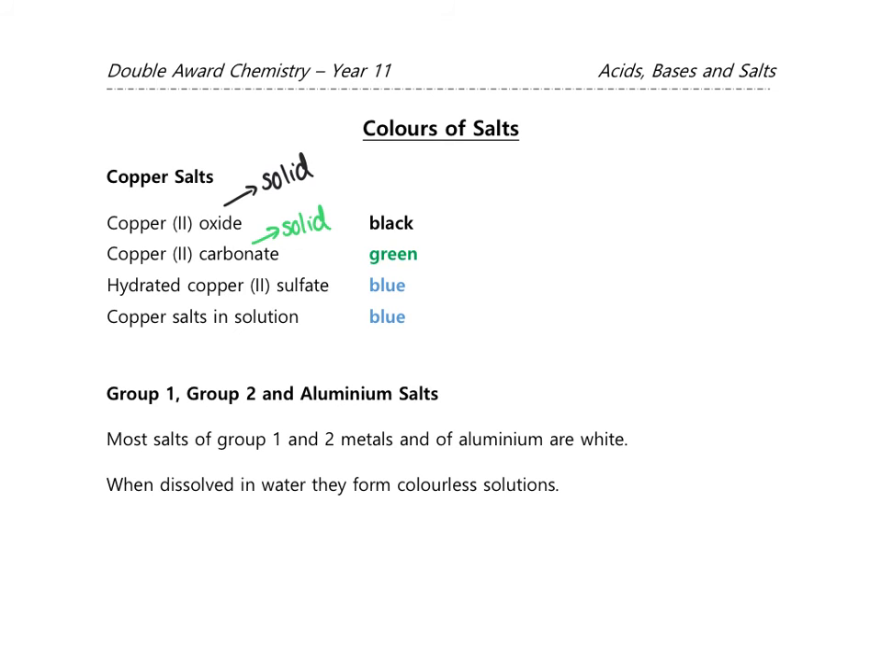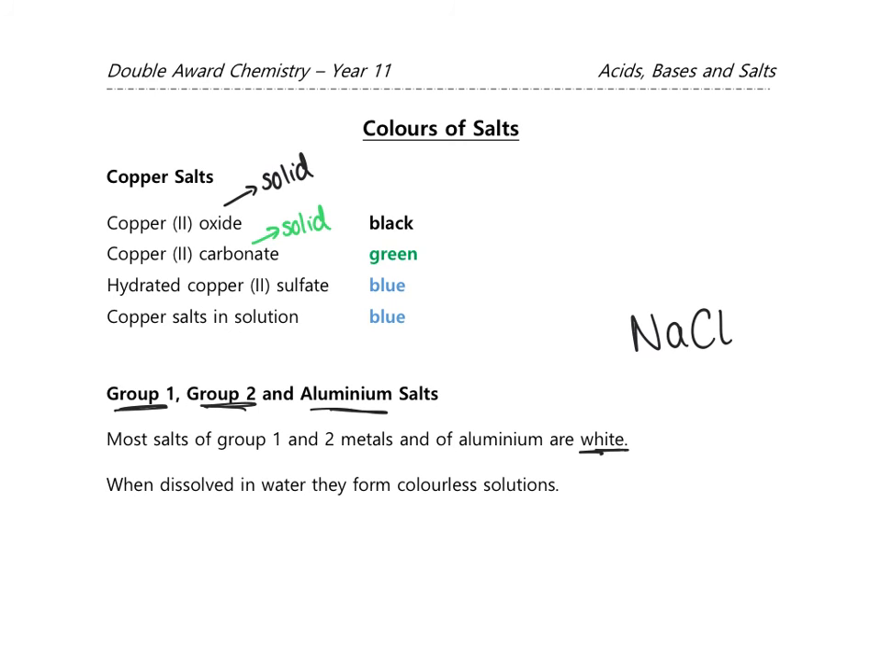So if we have any solution of copper, be that copper chloride, copper sulfate, copper nitrate, it is blue. So you need to just learn those colours. With the rest of the salts that you need to know of, it's very simply that they are all white. So if they're copper, it depends which copper they are, whether it's copper oxide, copper carbonate, or copper sulfate. But with group 1, group 2, and aluminium, which is in group 3, for salts of those, they are all white. So think of group 1 salts, for example, would be sodium chloride, which is NaCl.